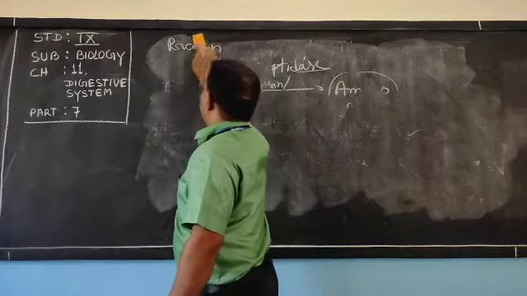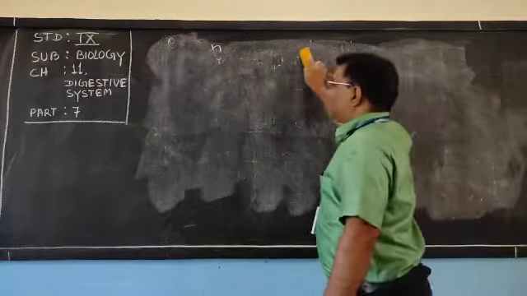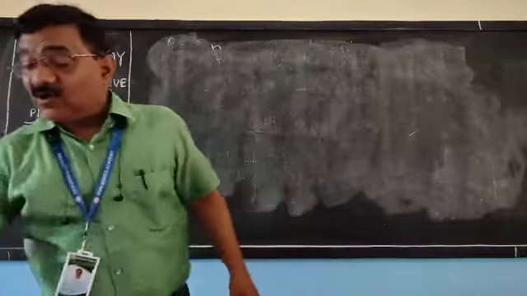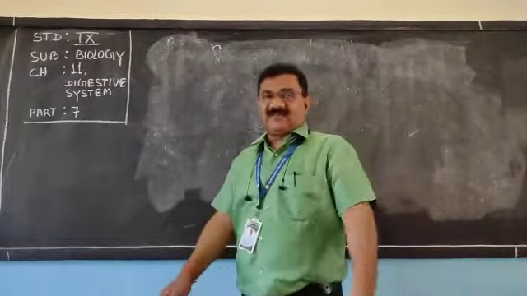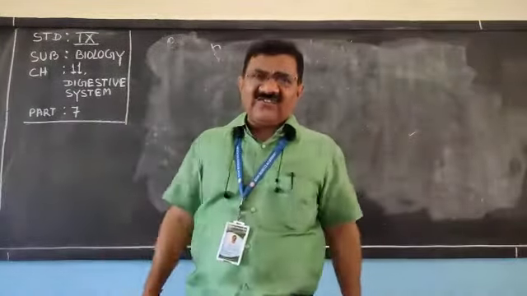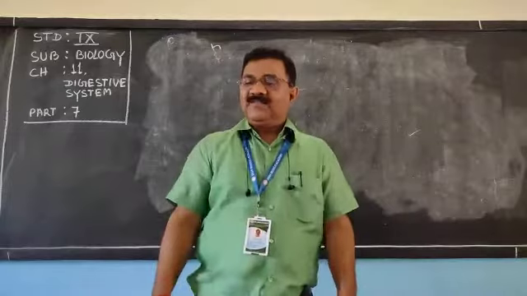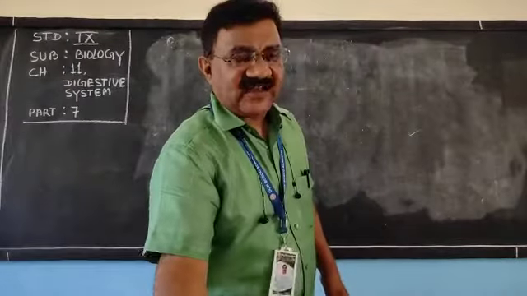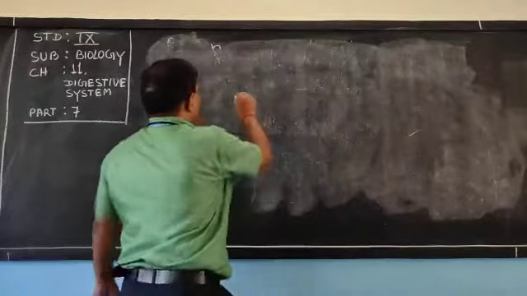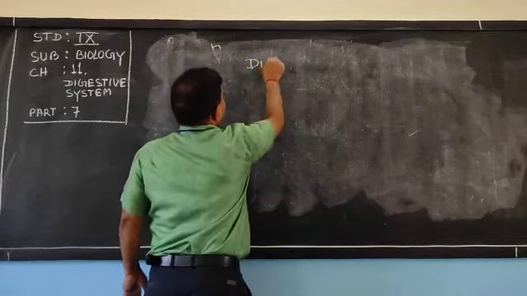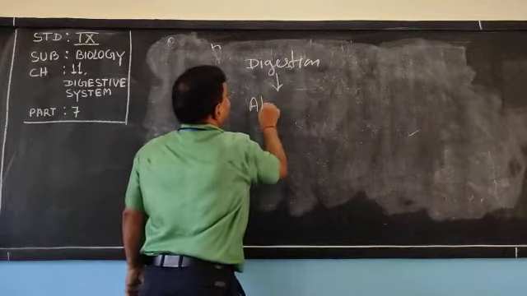What happens? We chew the food and food is broken into smaller parts, and that is broken into a smaller, diffusible, absorbable form of substance, and that is digestion. The process of digestion is completed in the small intestine. After the small intestine, what happens? After digestion, there is absorption.